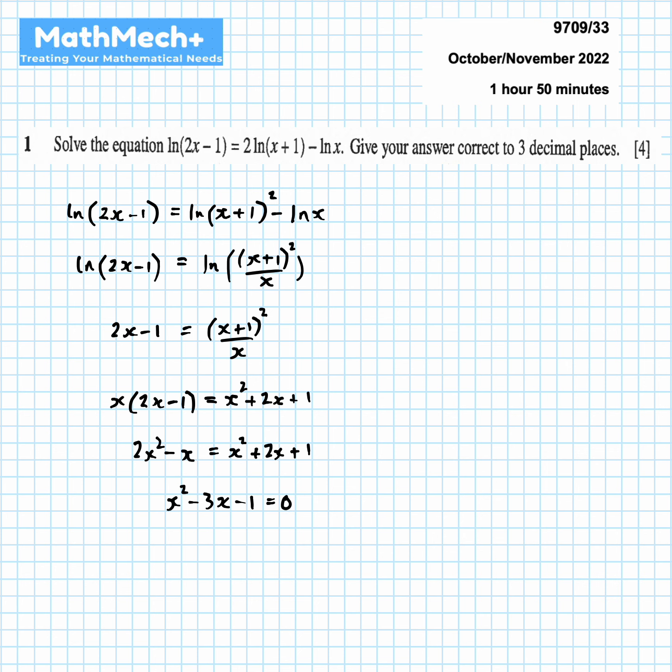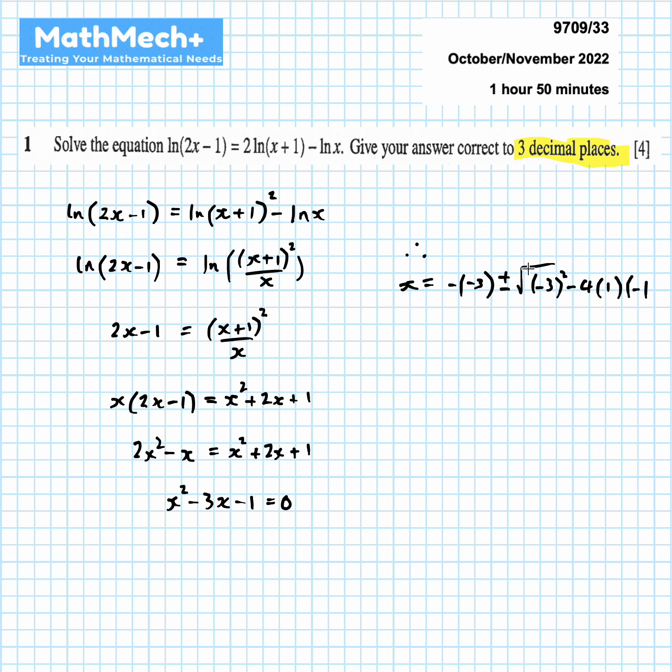something about that question. So we're going to use our quadratic formula. So minus b plus or minus root b squared minus 4ac all over 2a. And plug in your values. So our value of a is 1, b is minus 3, and c is minus 1. And of course you'll get 2 answers.